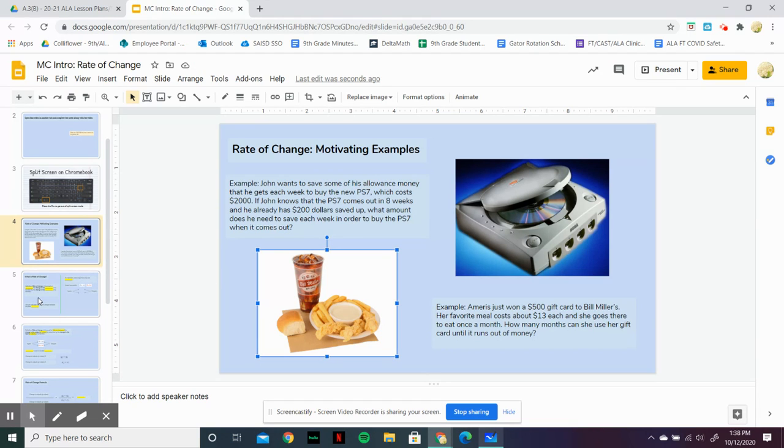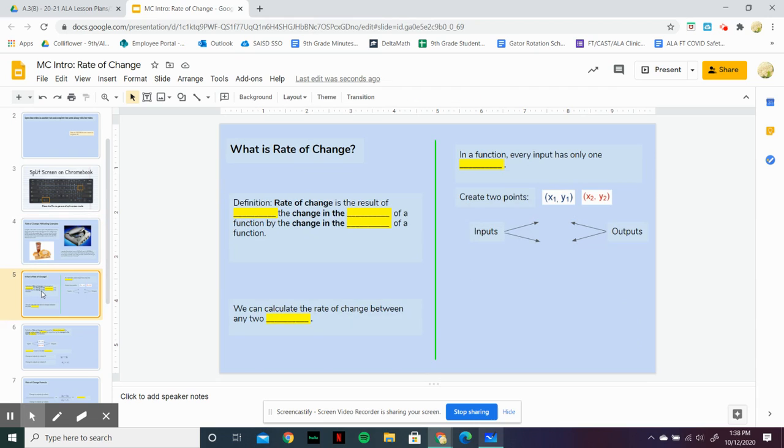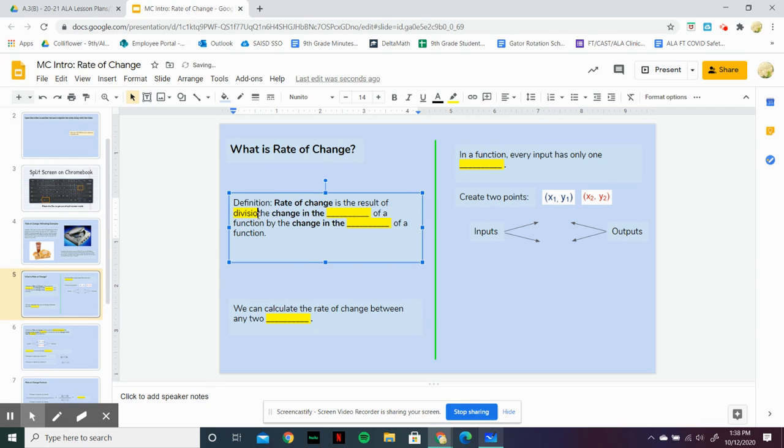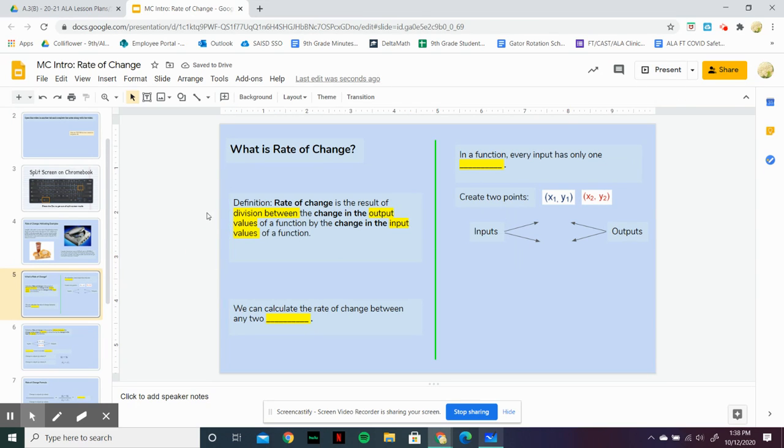Well, in order to answer these questions, we need to understand what rate of change is. So let's begin with a definition. The definition of rate of change is the result of division between the change in the output values of a function by the change in the input values of a function. The rate of change is division between the change in the output and the change in the input.